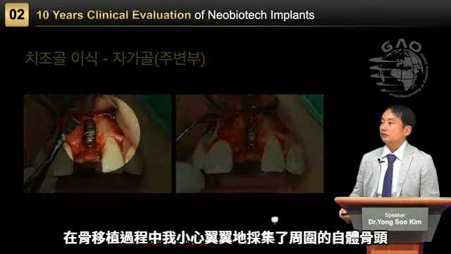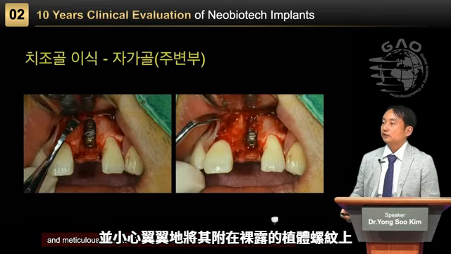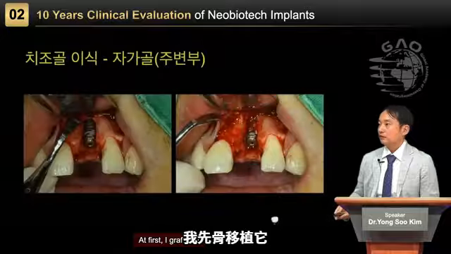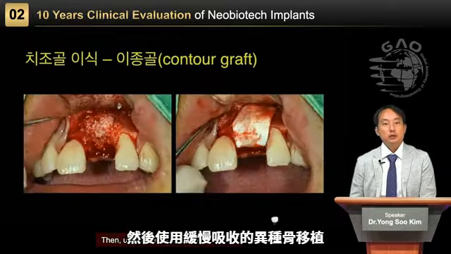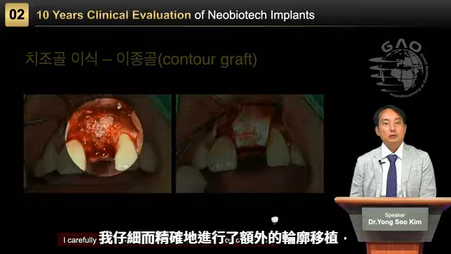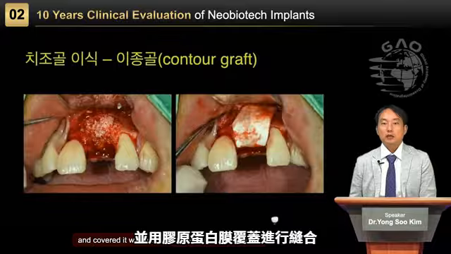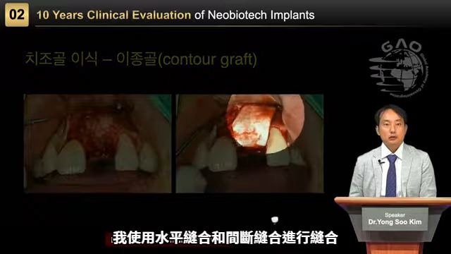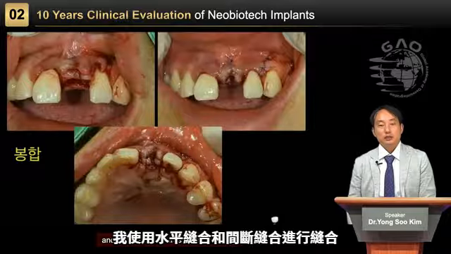During the bone grafting process, I carefully harvested surrounding autogenous bone and meticulously grafted it into the exposed thread area of the implant. Then, using a slow-absorbing xenograft, I carefully and precisely performed additional contour grafting and covered it with a collagen membrane for suturing. I used horizontal mattress sutures and interrupted sutures for the stitching.